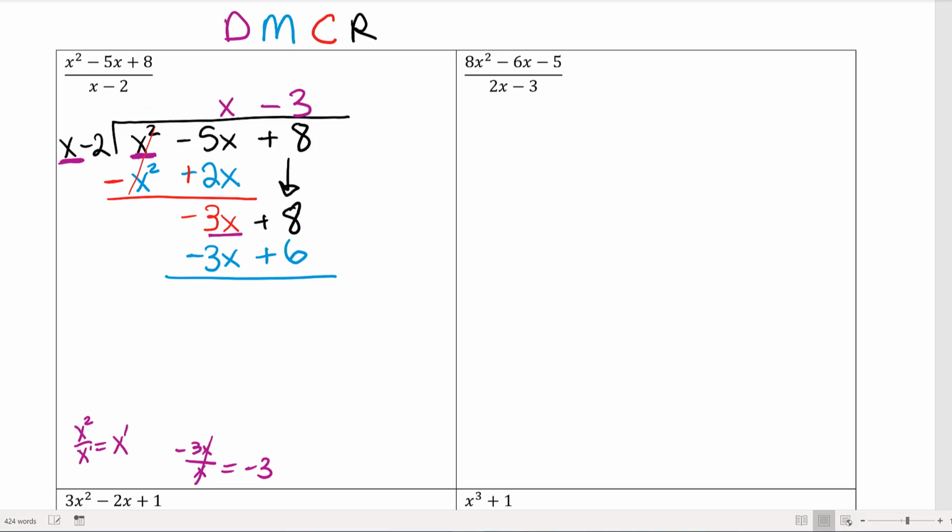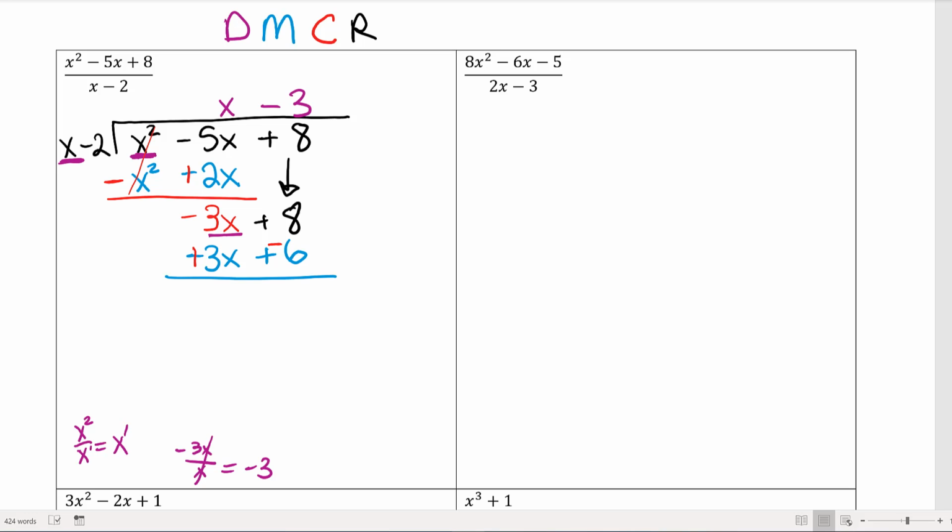And now I'm going to erase those blue lines. The third step, C, tells me to change both signs. So I'm changing the signs of the blue terms, from negative 3x to positive, and from positive 6 to a negative. Change both signs.